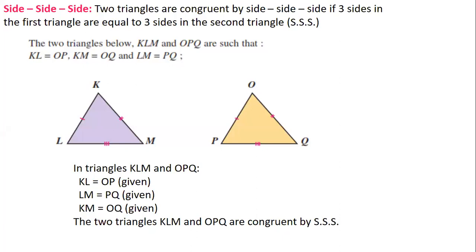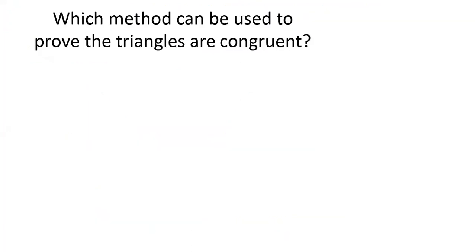And in some of the questions that you will see, you might be able to apply 2 cases at the same time. You might be able to apply SSS, for example, and SAS at the same time. Here, you are free to choose any one and apply it if it can be applied, okay? So you should know which case to choose and apply. Now, which method can be used to prove the following triangles are congruent? Now I'm going to give you 2 triangles, and according to the given, you should tell me which case we should apply.